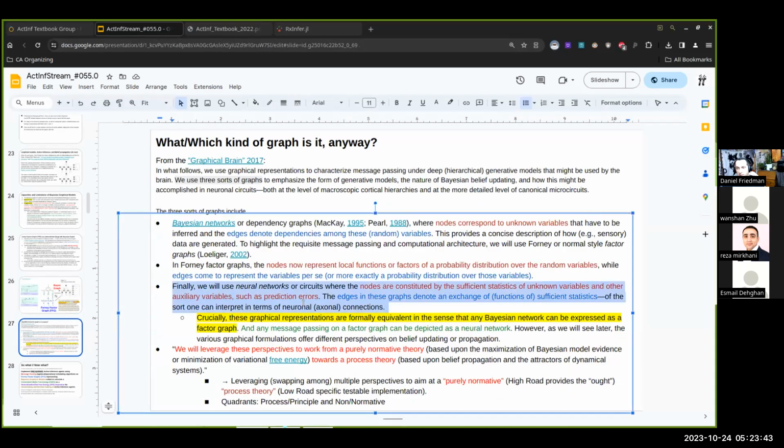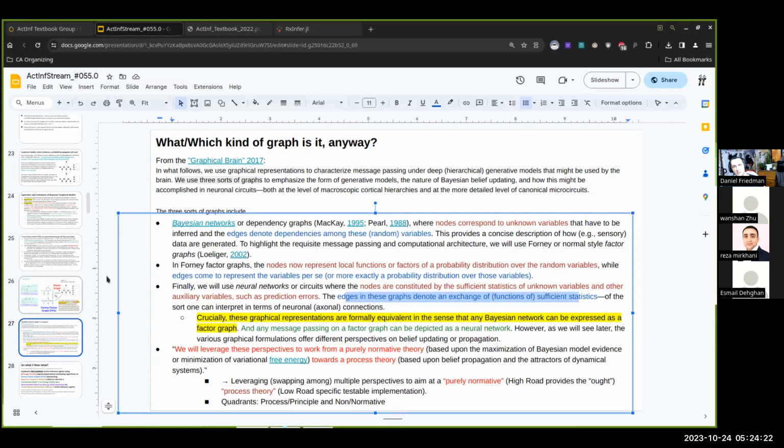And then the third kind of graph is the neural network. Nodes are sufficient statistics. Edges are exchanges of sufficient statistics. So it's kind of interesting. On one hand, we shouldn't be super surprised because the graph is obviously an extremely general type of data. So the idea that there would be multiple kinds of graphs is not too surprising.